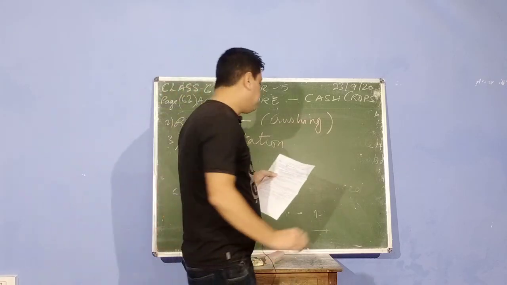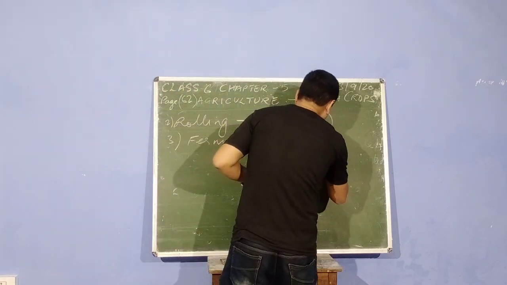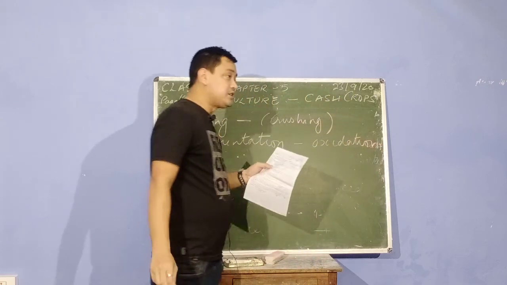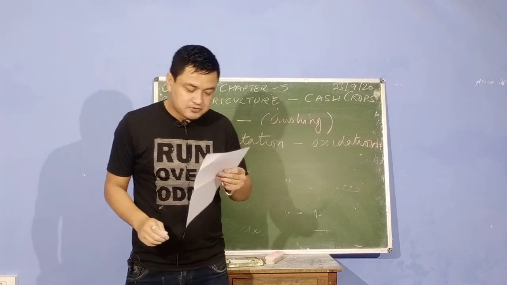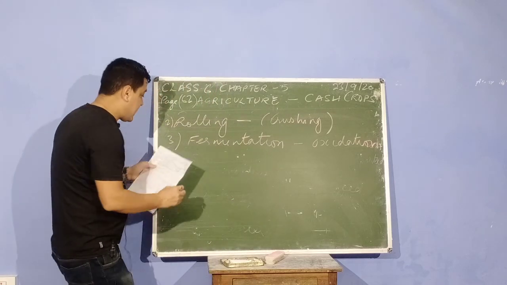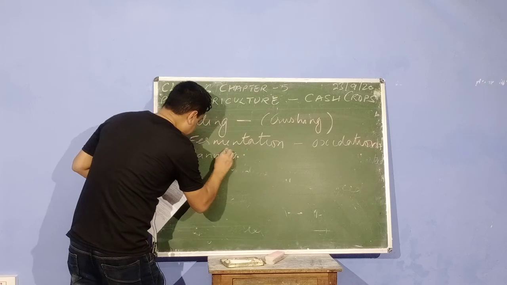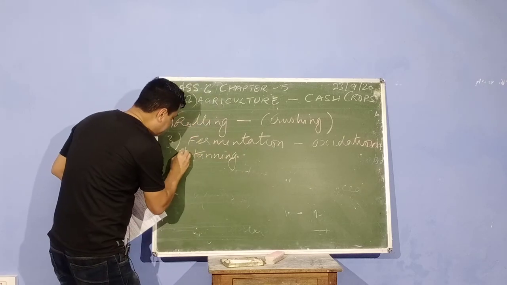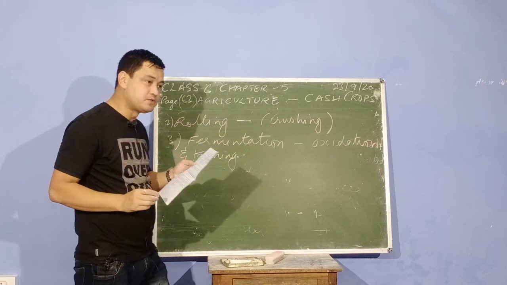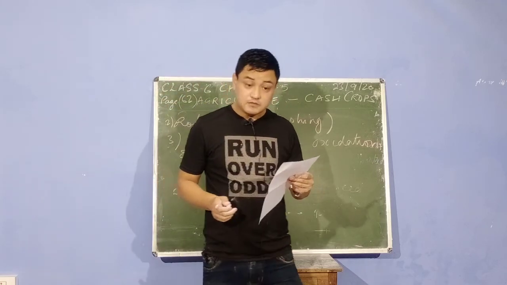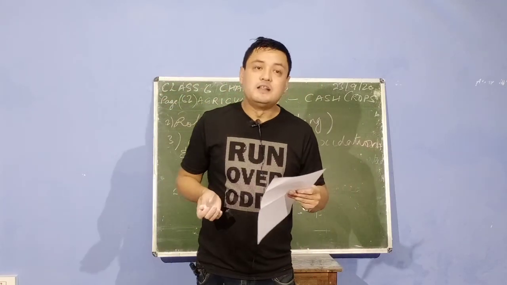Now fermentation means oxidation, the addition of oxygen to a compound, and also the tanning process. Oxidation and tanning are done in the fermentation process, where you are taking out water from the leaves.